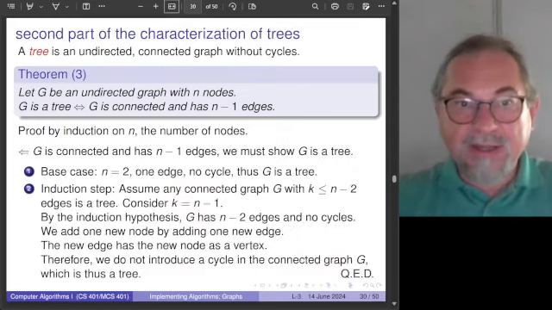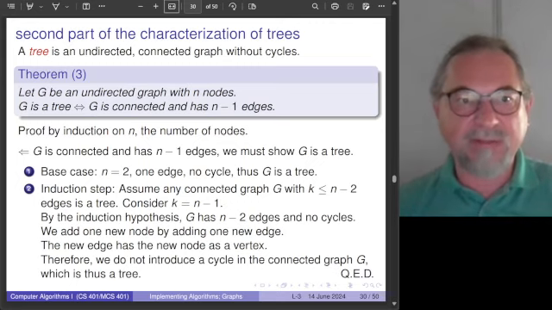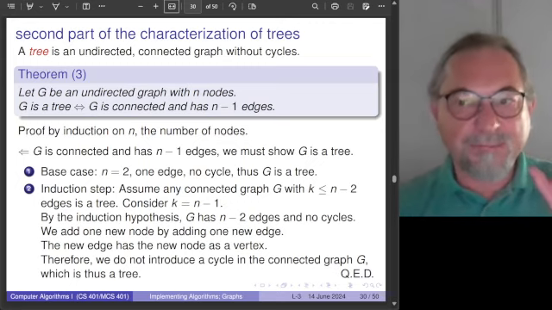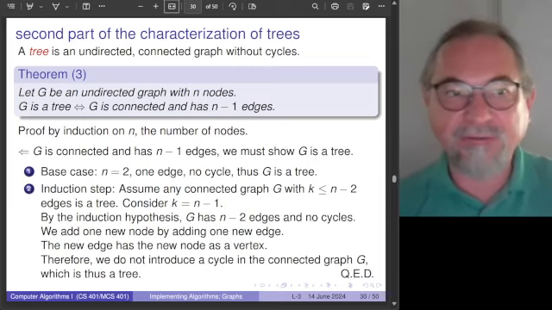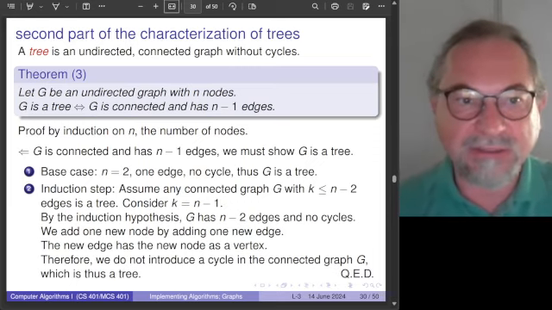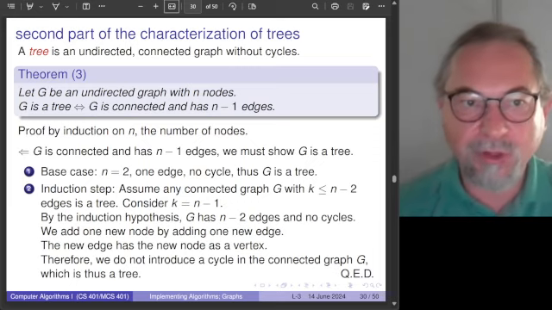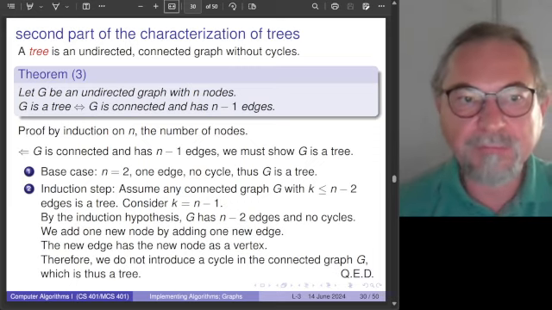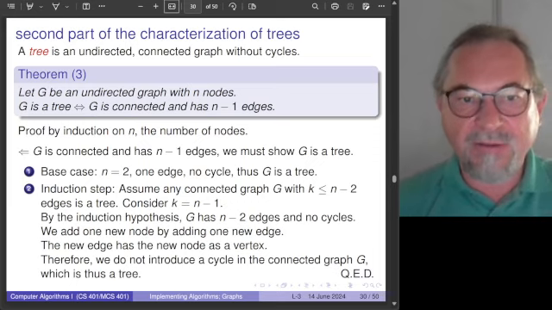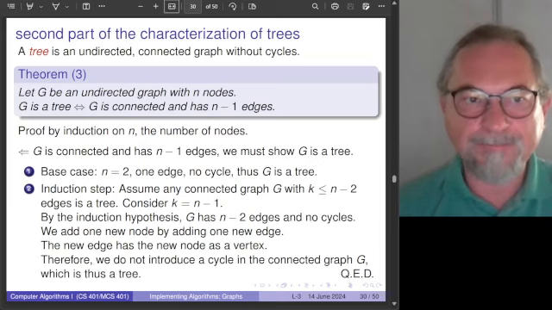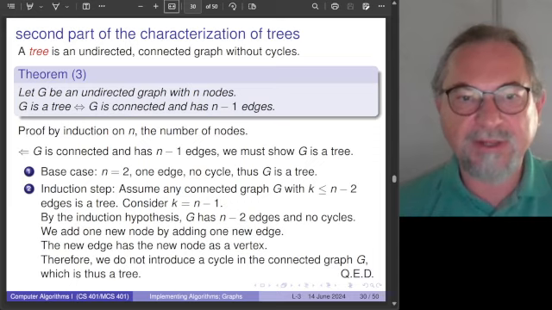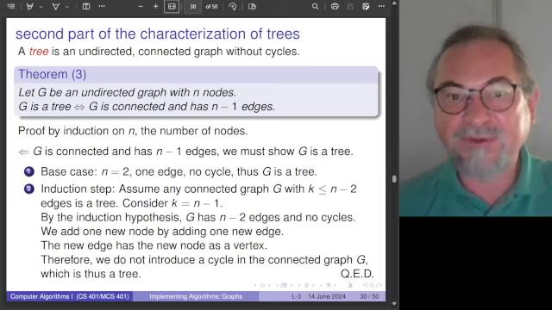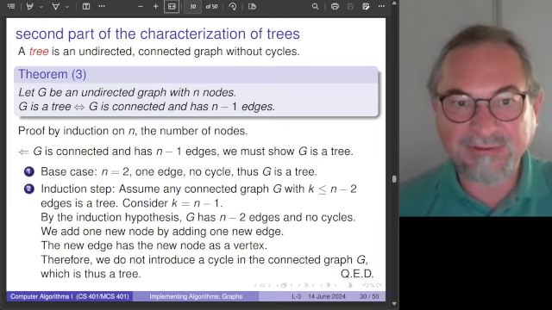Okay, the other way is a little bit harder. To make this slide self-contained, I put the definition of a tree again: an undirected connected graph without cycles. We work with n nodes. So we have a connected graph with n nodes and n minus 1 edges. We have to show that it is a tree. It is connected, so we omit that. So we have to show that with n minus 1 edges, we actually have no cycles.